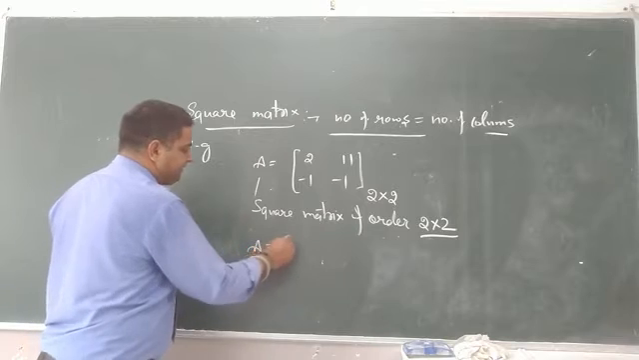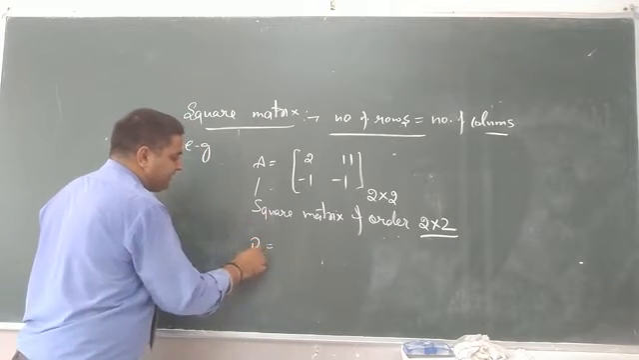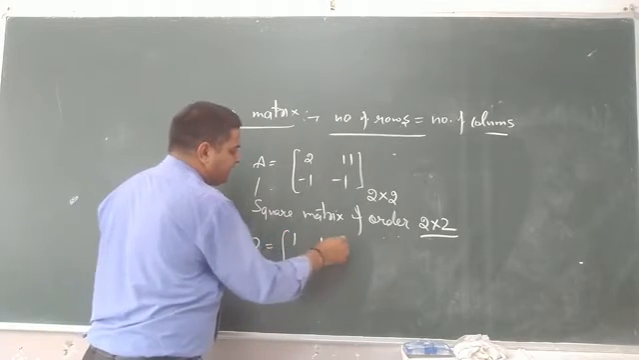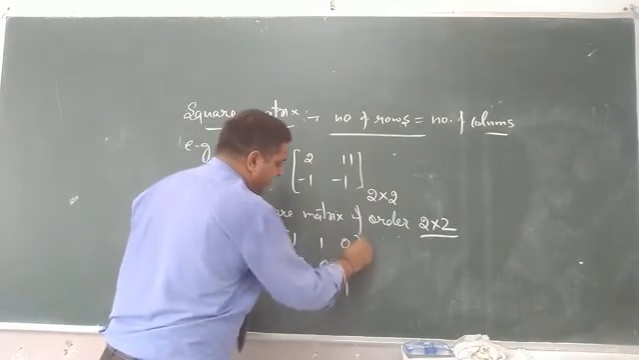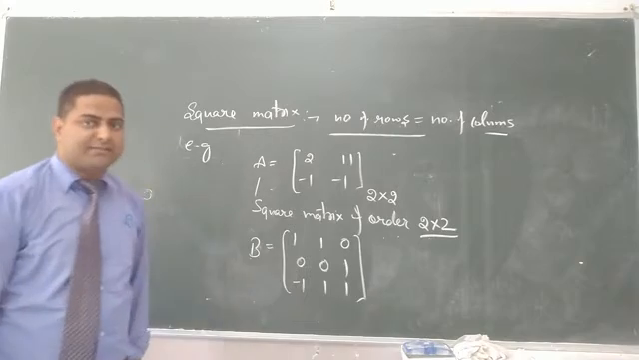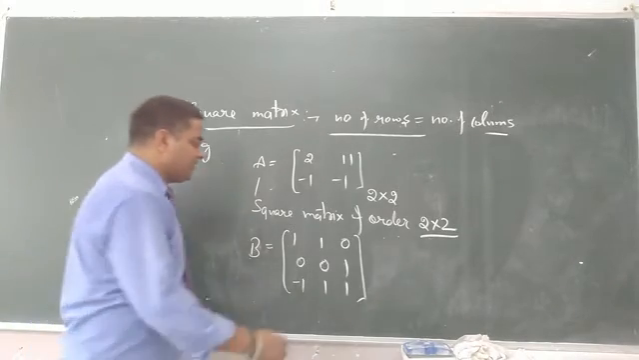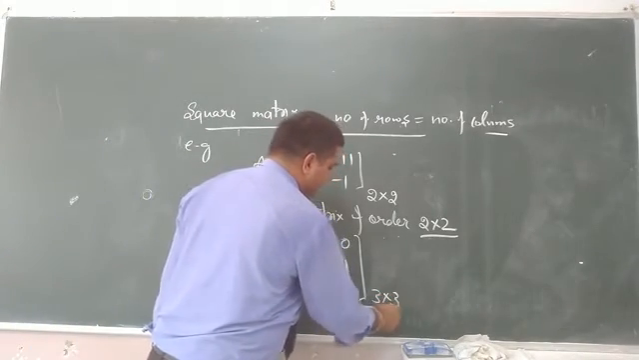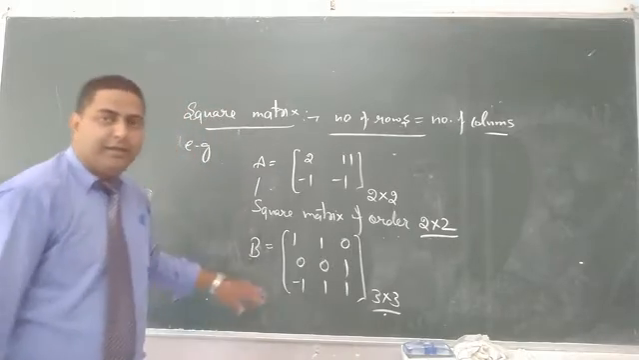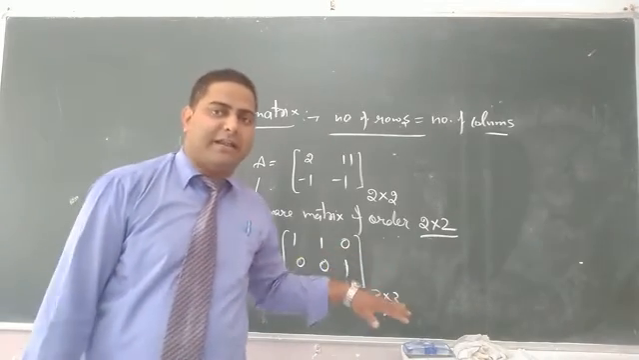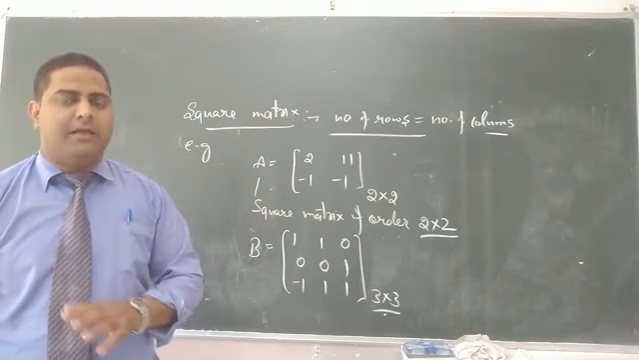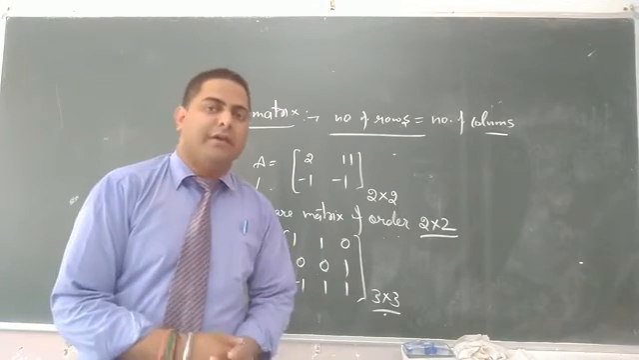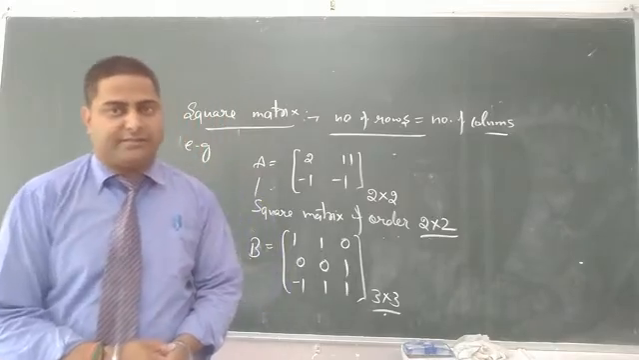Similarly, if we take another matrix, let us say B, with entries 1, 1, 0, 0, 0, 1, minus 1, 1, 1. What is the order of this matrix? This matrix has order 3 into 3. So we say B is also a square matrix whose order is 3 into 3. So we have seen what is a square matrix.